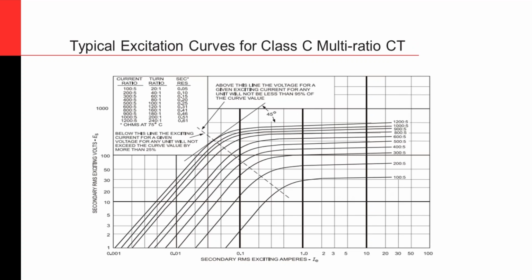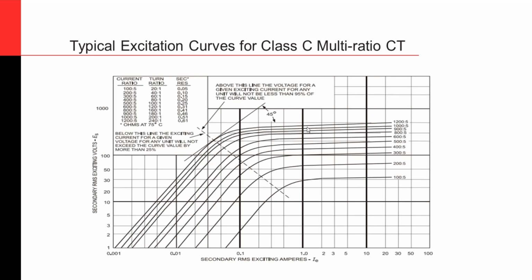So now let's move on to the ratio test. There are two types you can do the ratio test. One is the voltage method and the other is the current method. In the voltage method, what you do is you supply a suitable voltage, typically below the saturation.